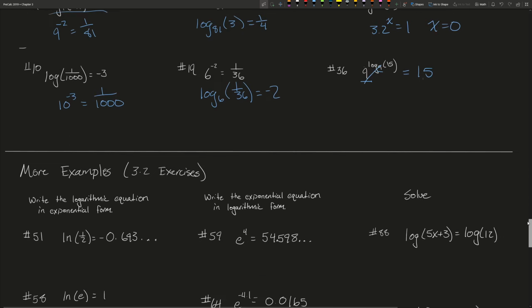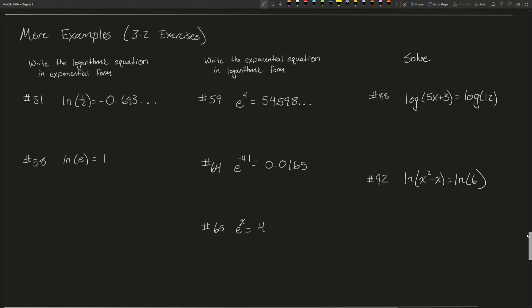In terms of natural logarithms, we have the following examples. Number 51 says to write the logarithmic equation in exponential form: the natural log of 1/2 is equal to negative 0.693. Because we're dealing with the natural log, we know the base is e, and e to the power of negative 0.693 will equal 1/2. Number 58, the natural log of e is equal to 1. Because the base is e, e to the power of 1 will also equal e. And that's using one of the properties as well.